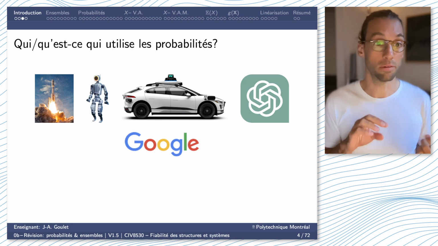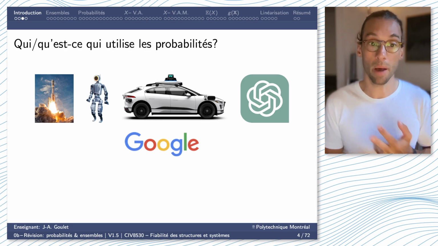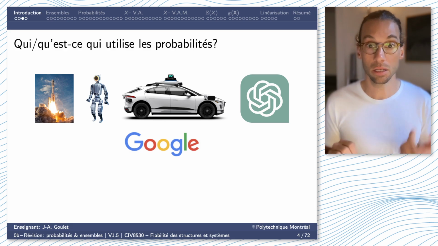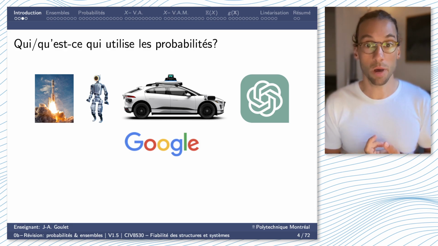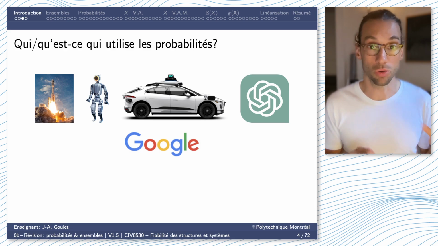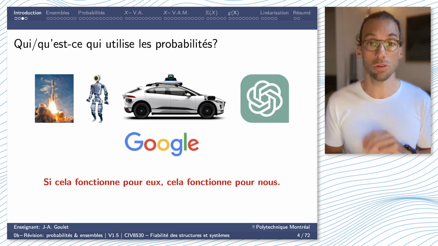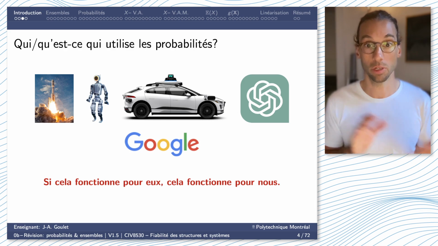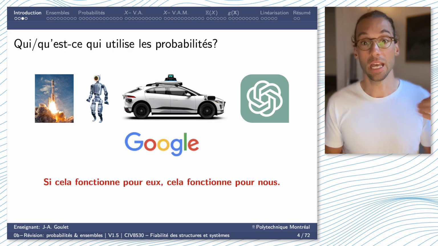So who else is using probability theory? Actually, if you want to send a rocket in space, if you want to do robotics, self-driving cars, large language models such as ChatGPT, your Google search, all of these applications rely on probability theory. So one thing I can tell you is that if it works for them, it's going to work for us as well.